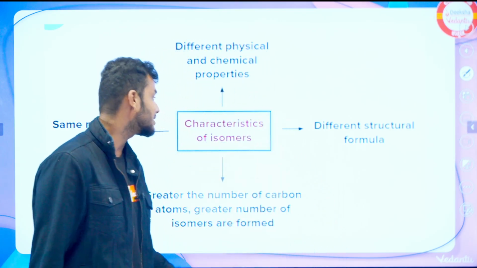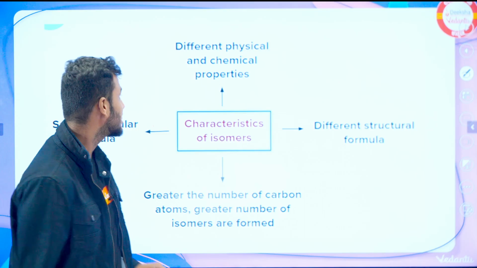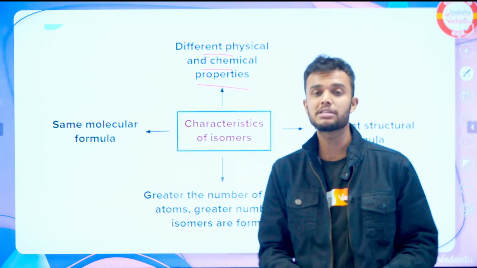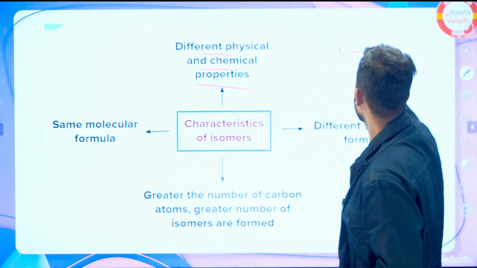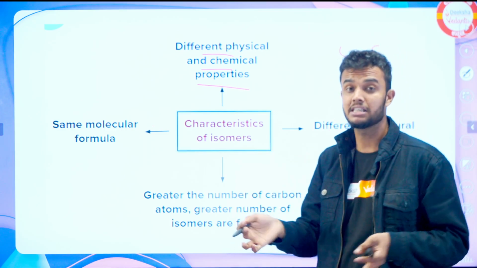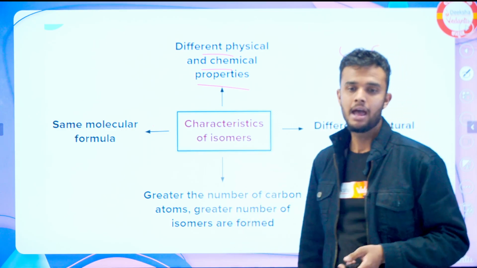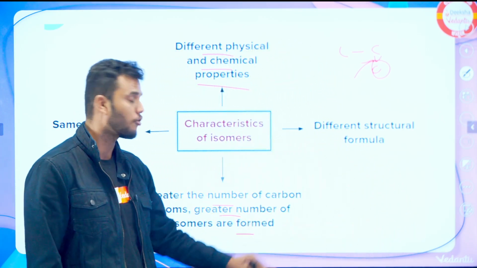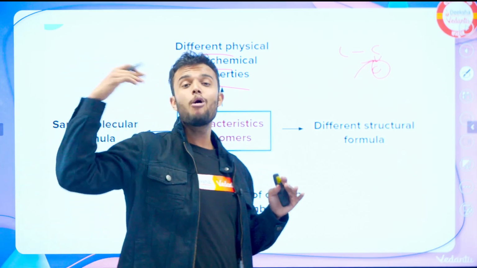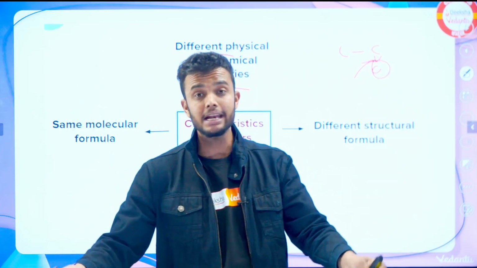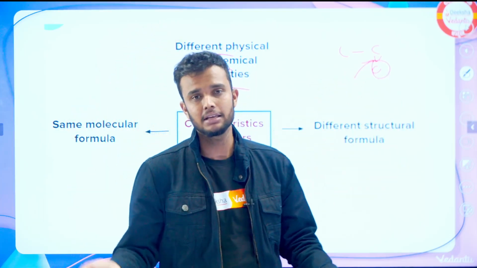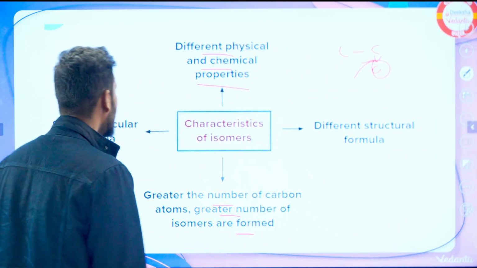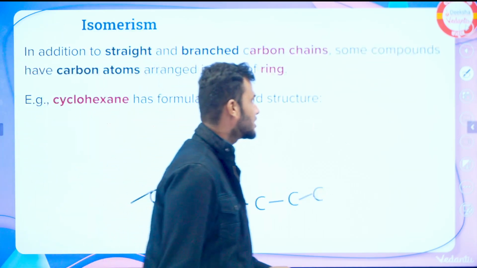Let's move to the chain isomers. Chain isomers have different physical and chemical properties. Why different physical properties? Because the C-C bond is branched, and for branched chains we need high energy to break the bond. I hope it's clear. Also, the greater the number of carbon atoms, the greater the number of isomers formed. Very important. If we have more carbon atoms, for example 10 carbon atoms, we can form more than 5 isomers, right, students? This is another important point: they have the same molecular formula but different structural formulae.